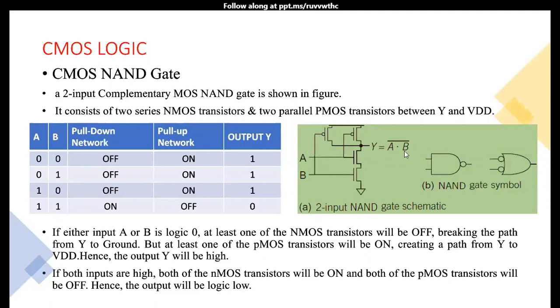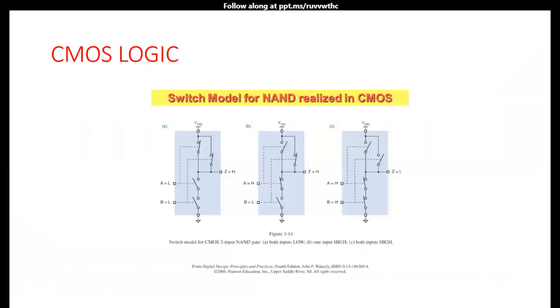So to perform the product operation, we need to take PMOS transistors in parallel and NMOS transistors in series. I am taking only two PMOS transistors in parallel and two NMOS transistors in series because it is a two input NAND gate. Let us see the working of this two input NAND gate.